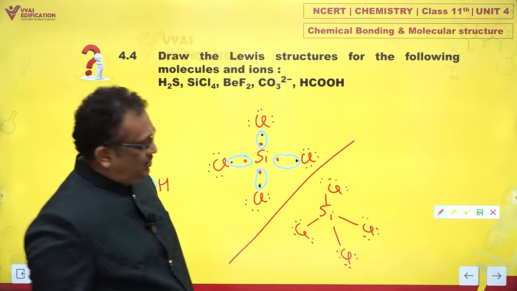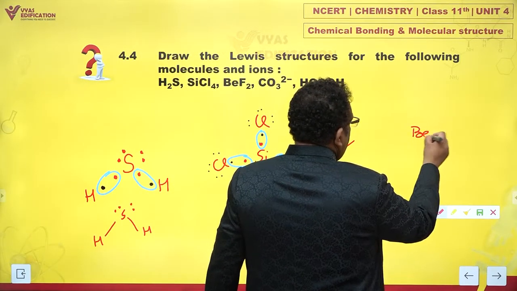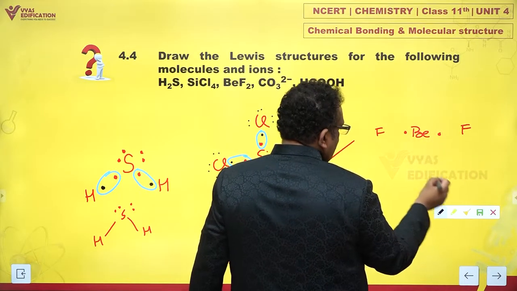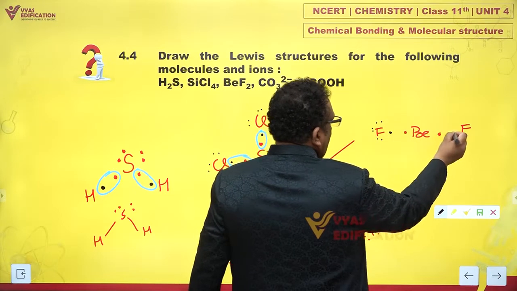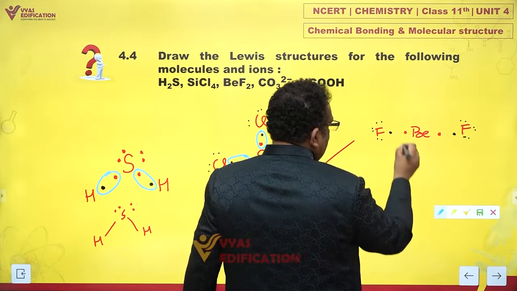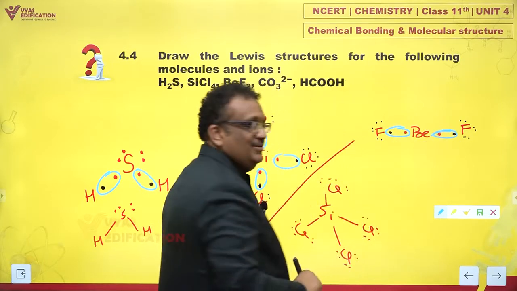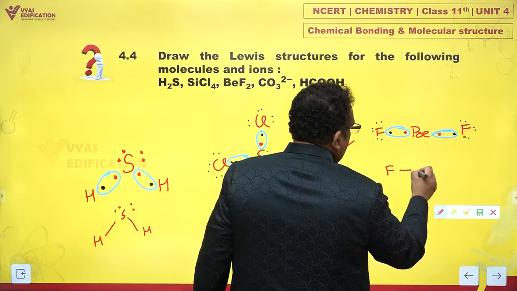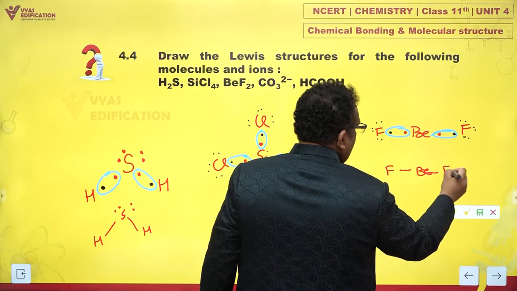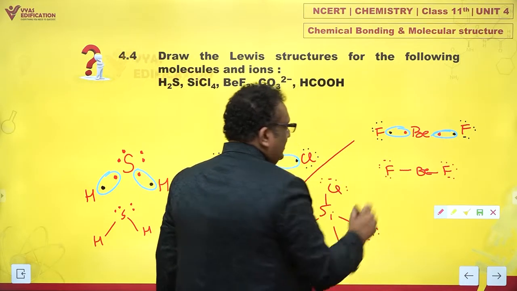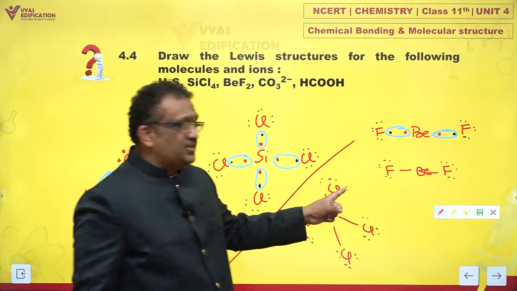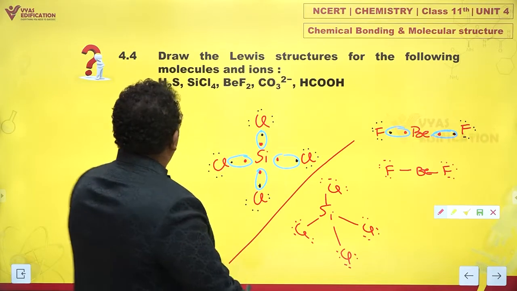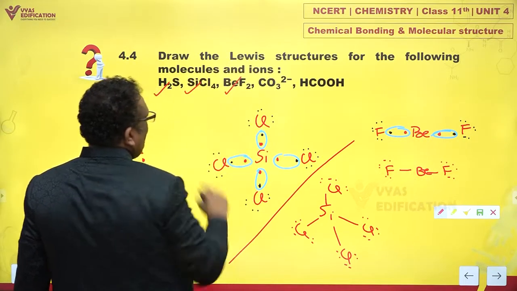What about BeF2? Well, you have Be and you have F and F. Beryllium has only 2 valence electrons and fluorine has 7. What happens? There is a sharing like this and you get BeF2 in this fashion. You could write it like this or you could write it like this. This is the Lewis dot structure, this is the dot dash structure. Both ways are regarded as correct. So we have done H2S, SiCl4 and BeF2.